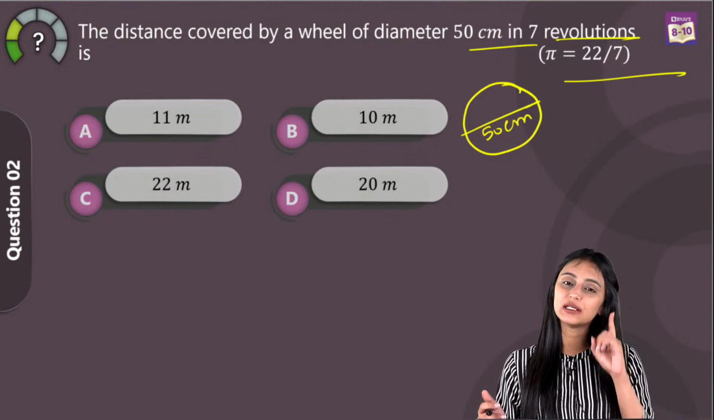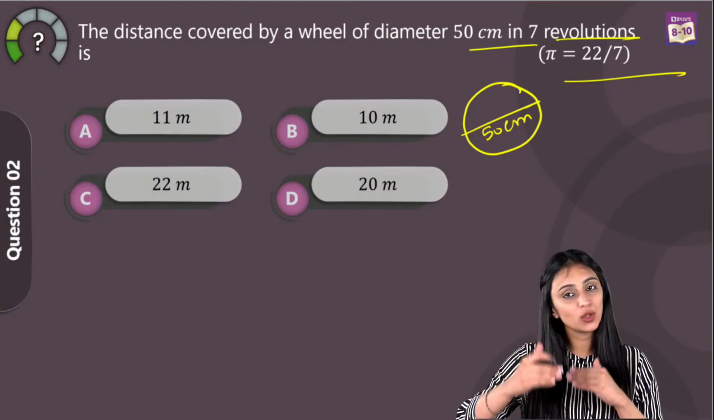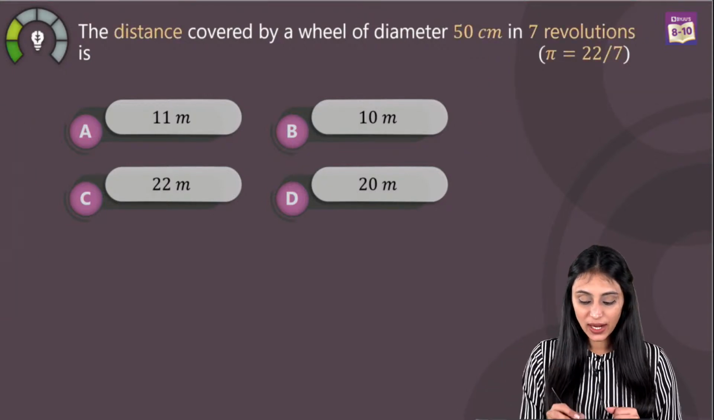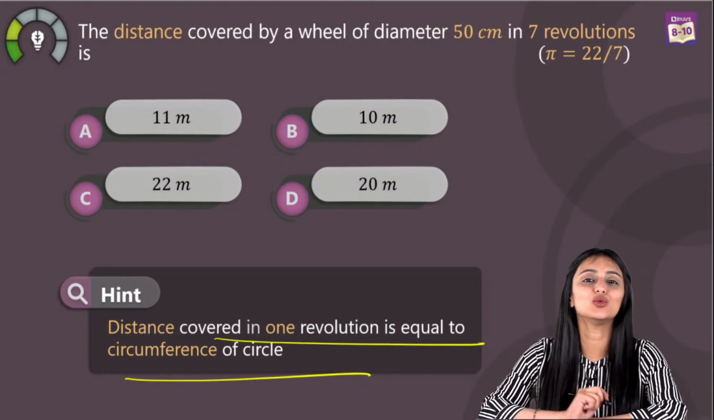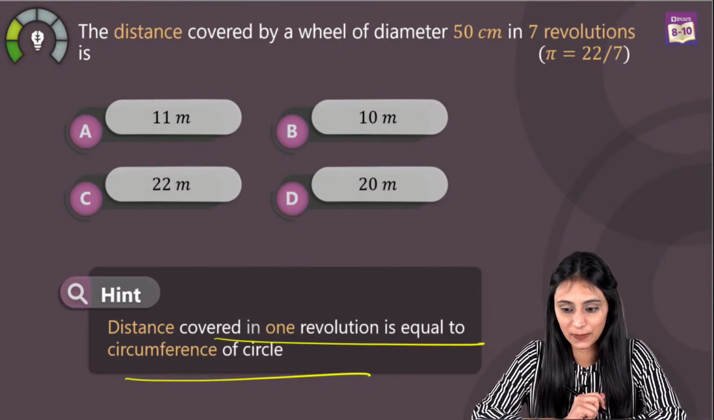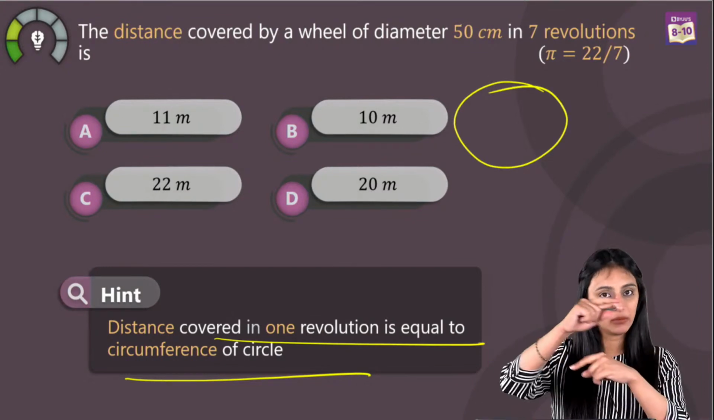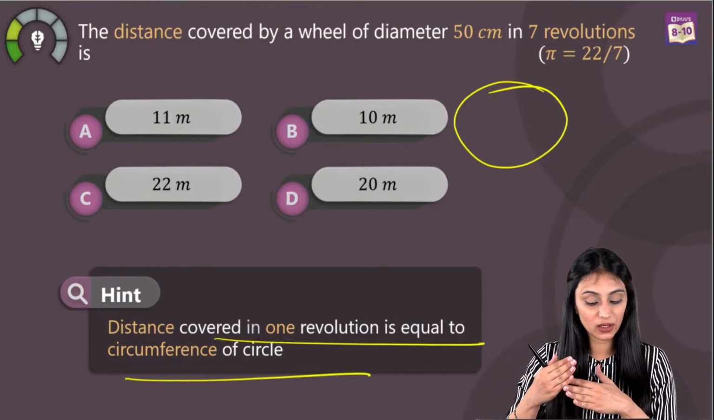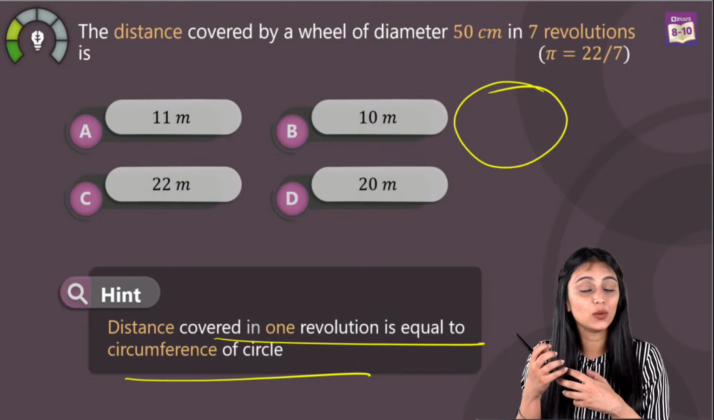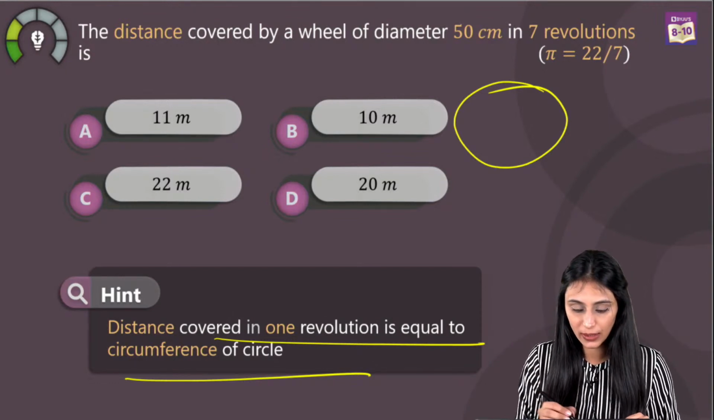First I'll find out the distance covered by this wheel in 1 revolution. Once I get that, I'm going to multiply that with 7. So what I can say here is that the distance covered in 1 revolution would be equal to the circumference of the circle. Correct? Because one circumference means the perimeter of the boundary. Whatever value we get for one circumference would be equal to the distance covered by the wheel in 1 revolution.